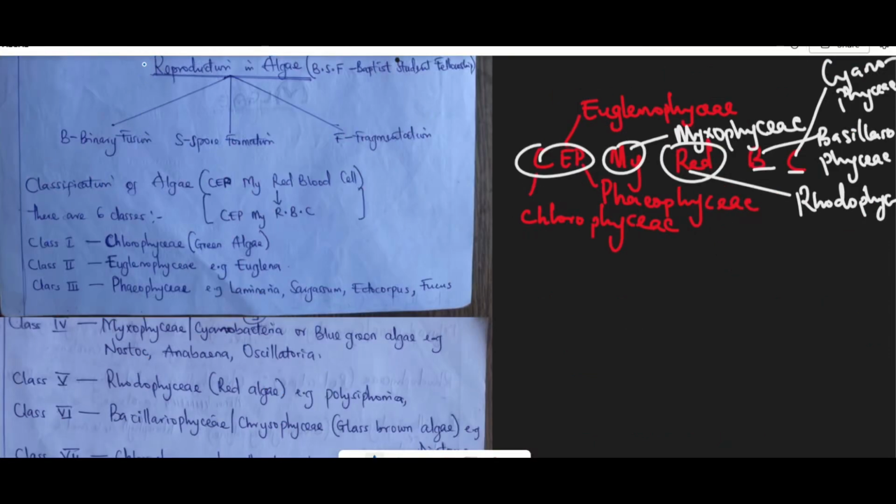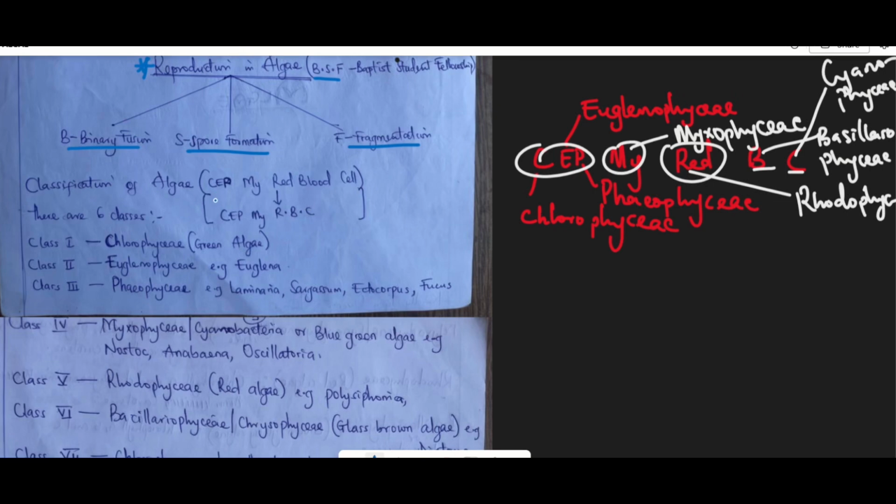So in our last class, we talked about the kinds of reproduction algae undergo, and we said that the acronym for that reproduction is BSF. B represents binary fusion, S spore formation, and the last one is fragmentation. Now, in this class, we'll be focusing on classification of algae.